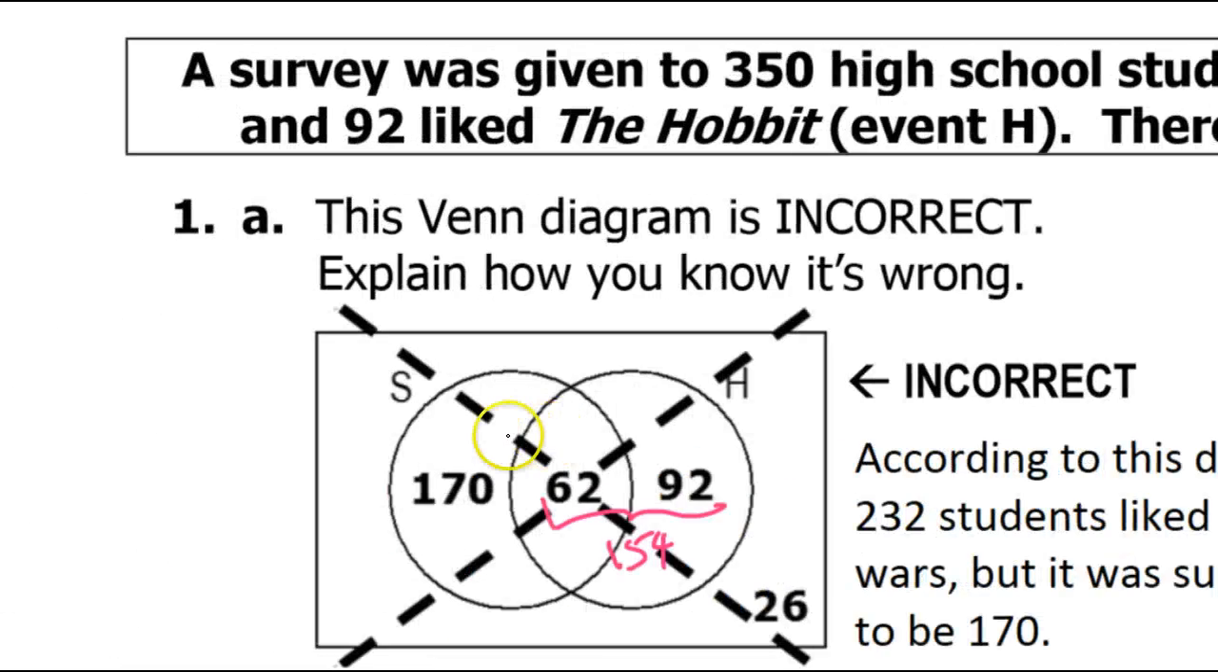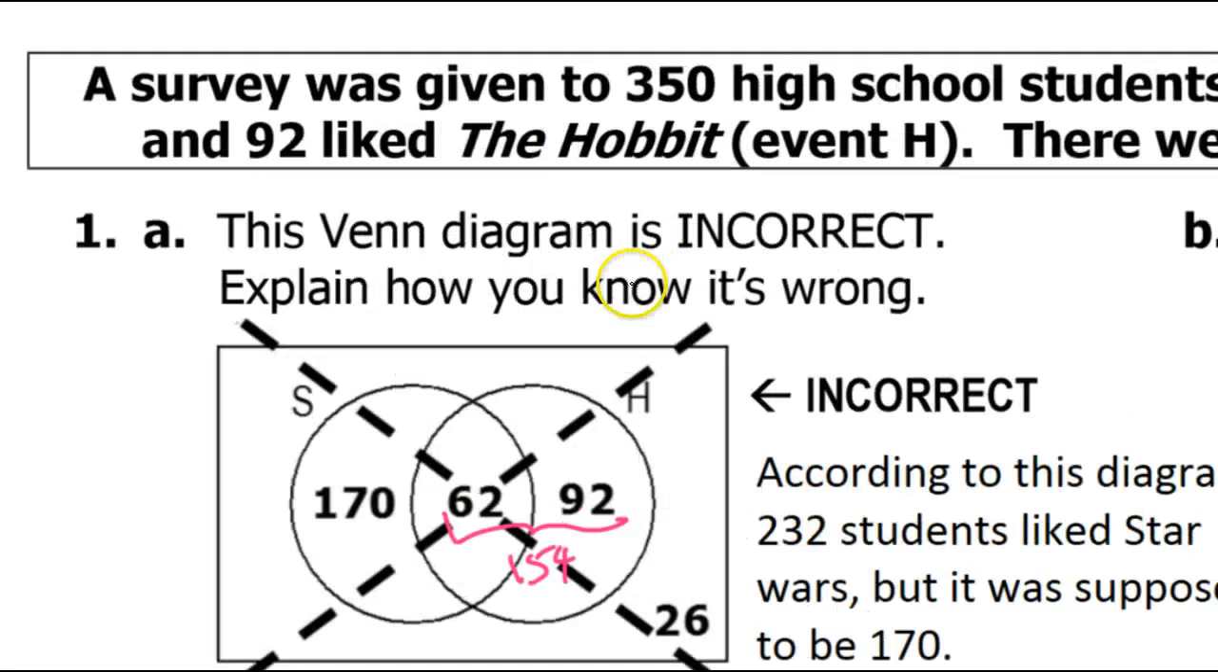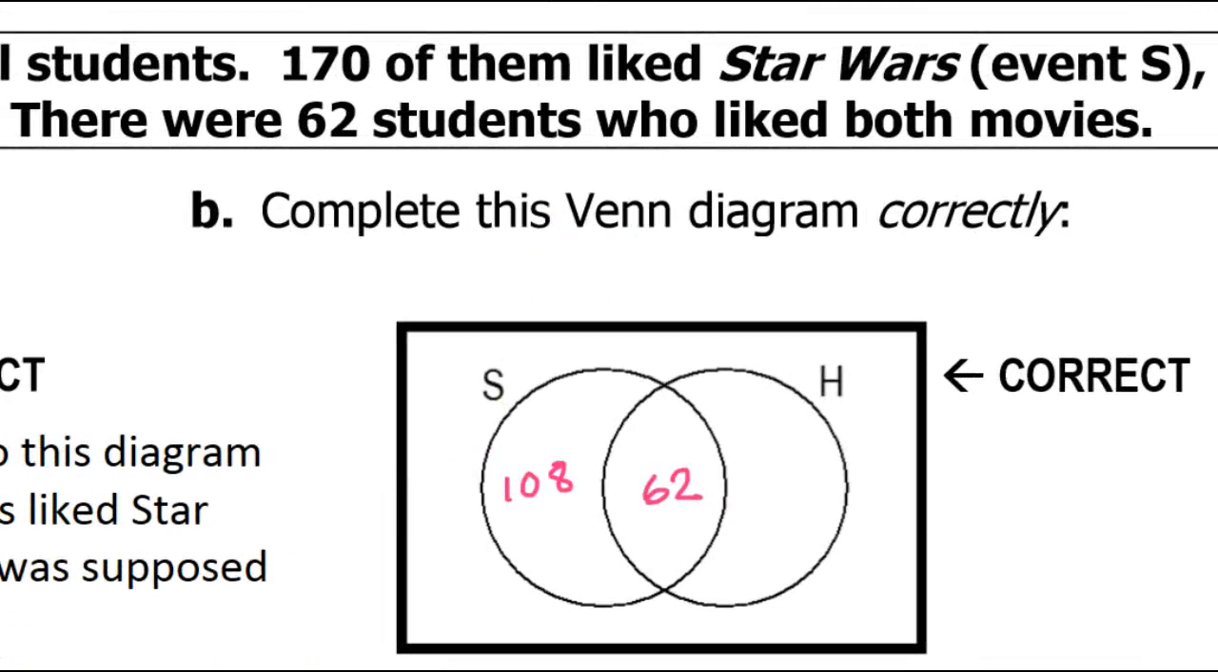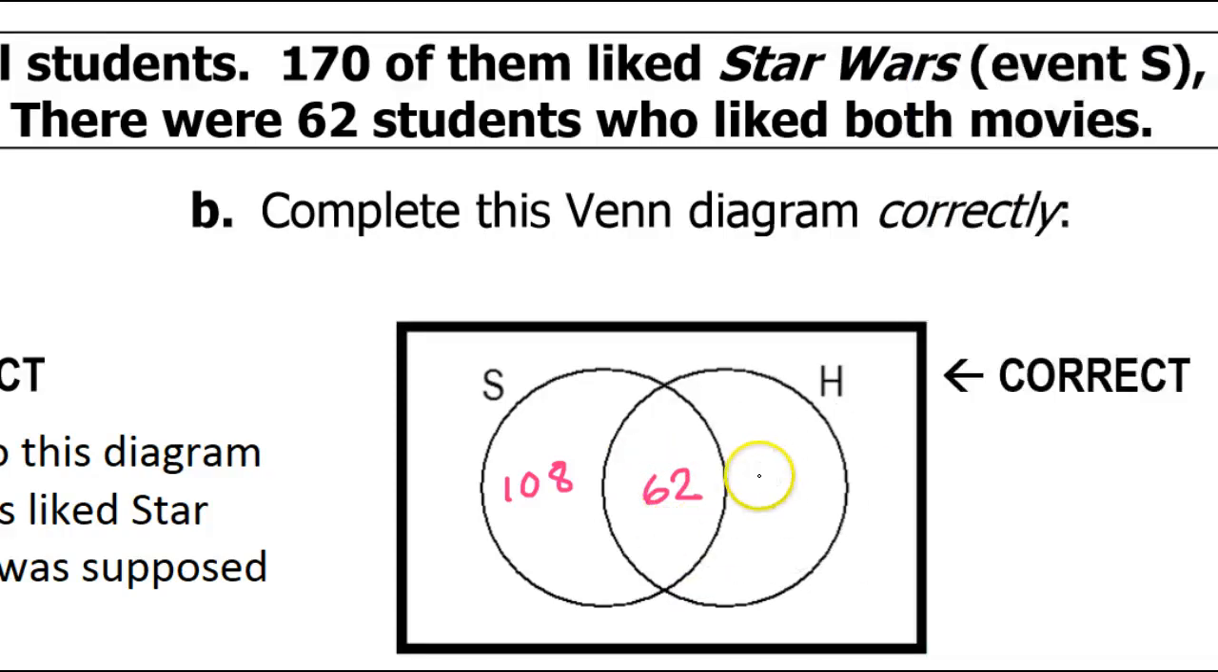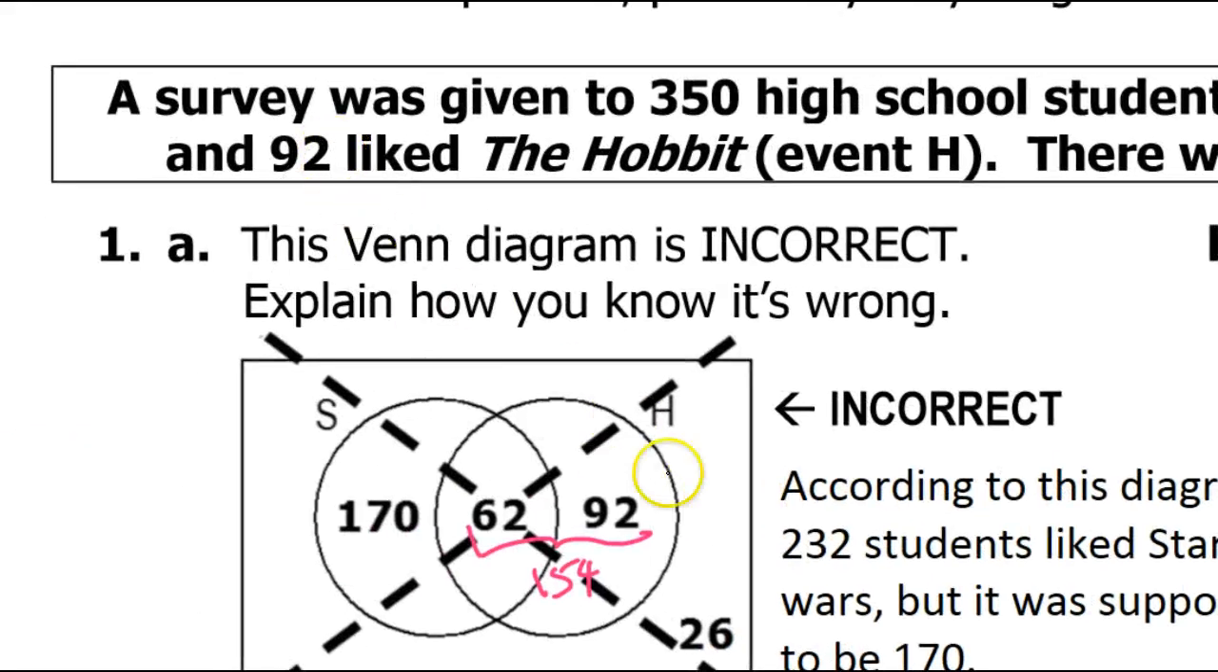Similarly, 92 students like The Hobbit. So we want to do 92 minus the 62 that we already have written down. That tells us that there are 30 students left for this part of the diagram. Now, if we look at the total number of students who like Star Wars, these two numbers add up to 170. If we look at the total number of students who like The Hobbit, these two numbers add up to 92, as they should.